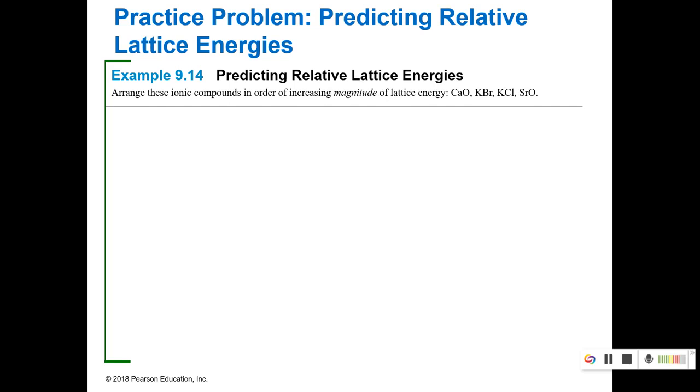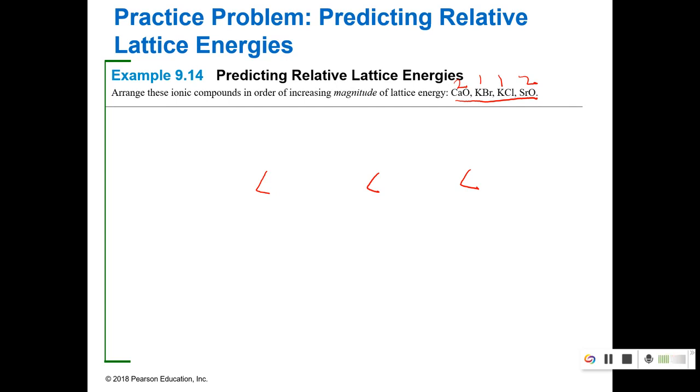So we are comparing them in increasing magnitude of these. Okay, so first thing you should do is look at charges, because charges are going to matter and so is the size. So first let's look at charges. We've got strontium oxide and calcium oxide. Those are both 2s, so I'm going to put 2 above those. I'm going to put 1 above the others for charges. Now that we have charges, I know that calcium oxide and strontium oxide will be the biggest ones. And then KBr and KCl, potassium bromide and potassium chloride, will be smaller.